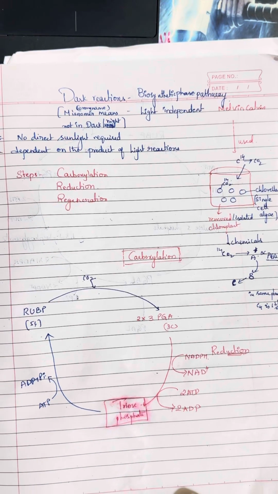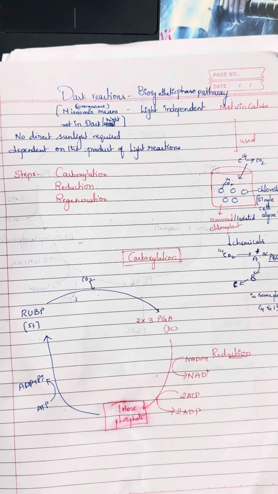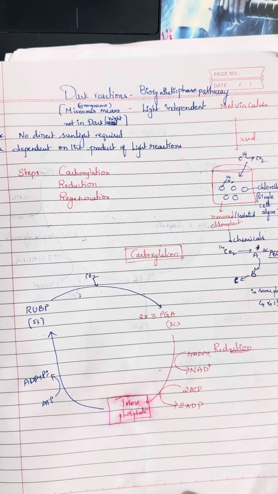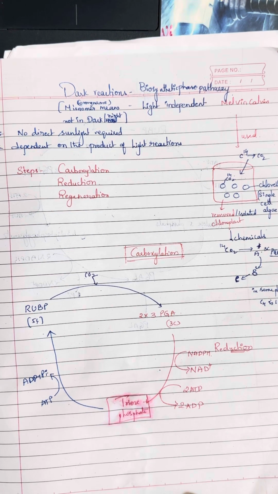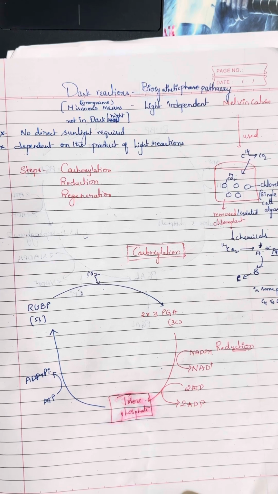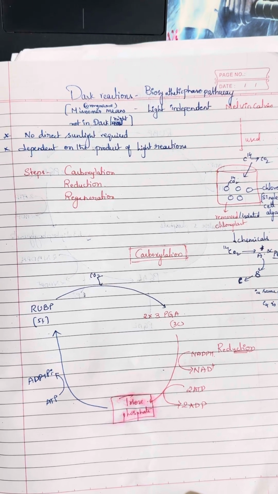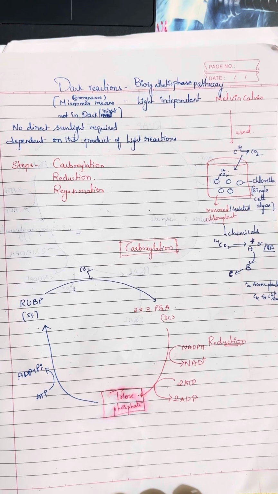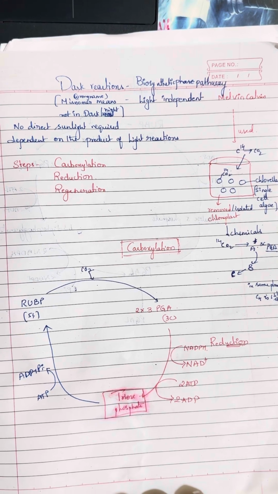Hello everyone, this is about the dark reactions, which are also called the biosynthetic pathways or light independent reactions. They are not dependent on light directly, they are dependent on the light products indirectly, and this was proposed by Melvin Calvin in the 1950s.